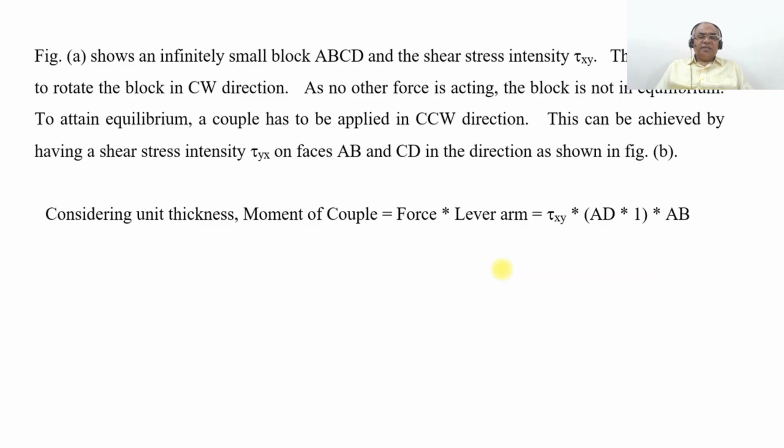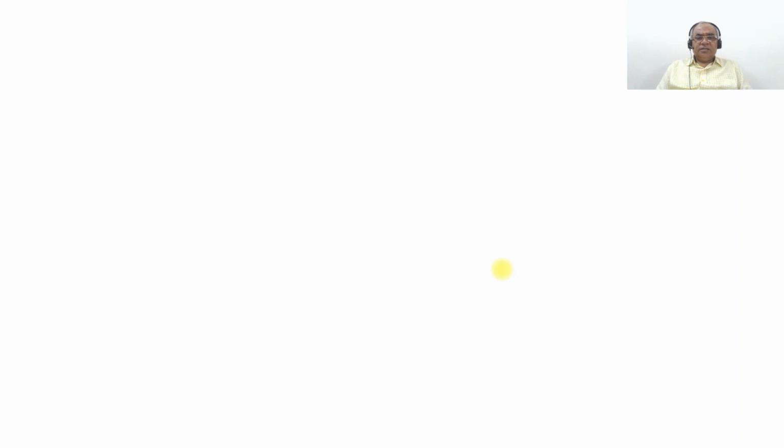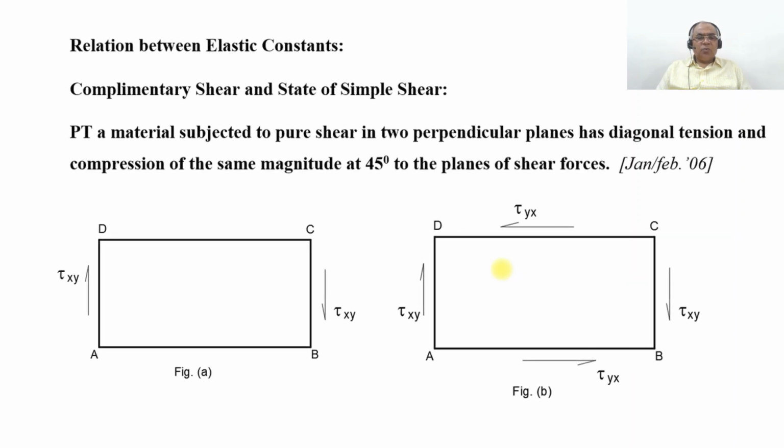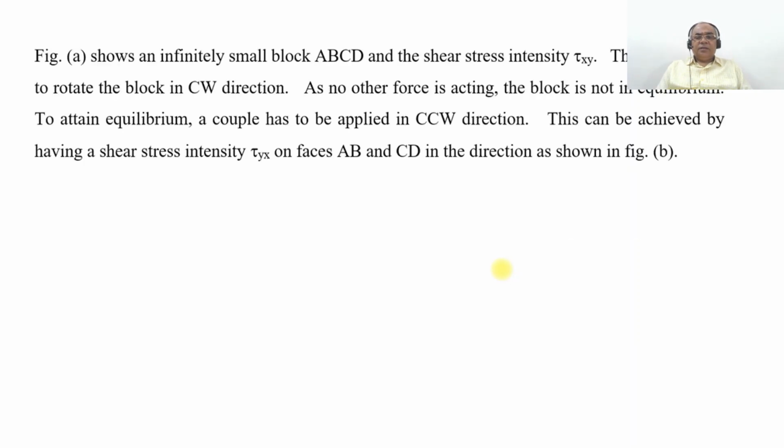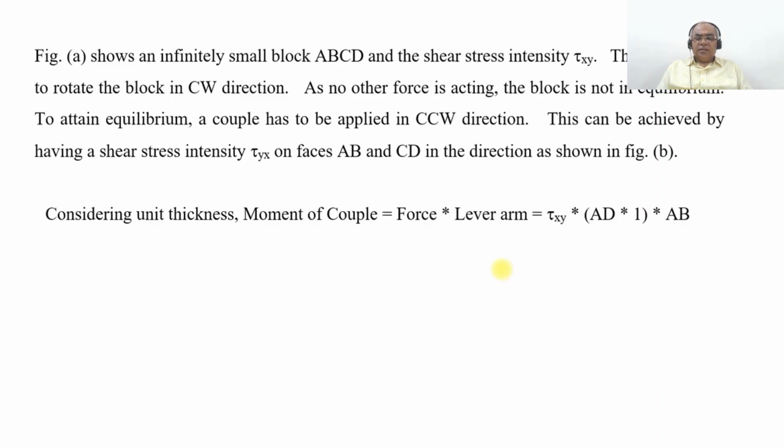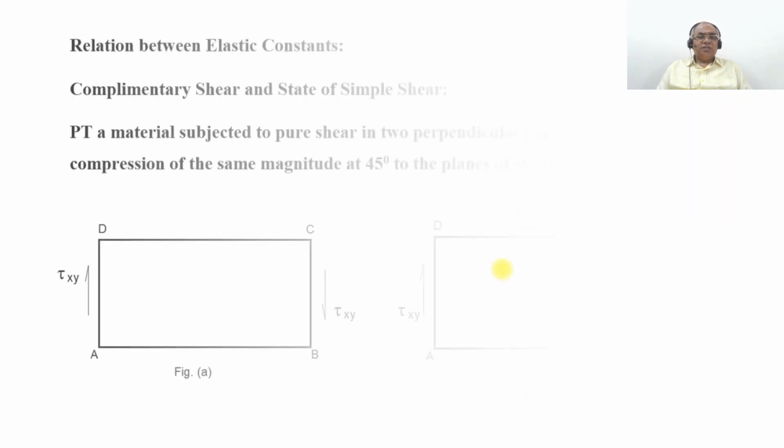Now consider unit thickness. What is the moment of the couple? The moment of the couple will be equal to the force into the lever arm. So that is tau xy into AD into 1, because of the infinitesimal unit thickness. So along the face AD, into 1, into tau xy, into then the perpendicular distance, which is AB.